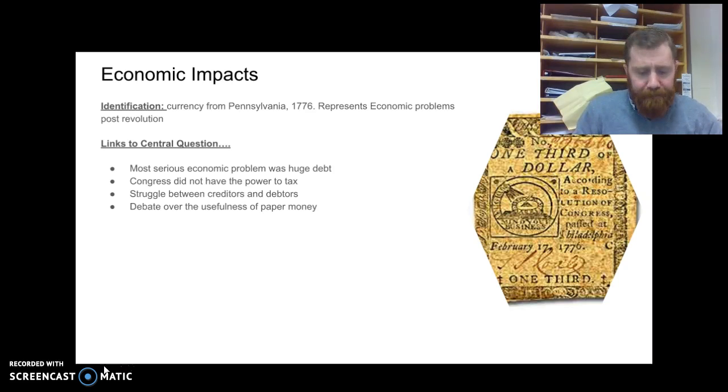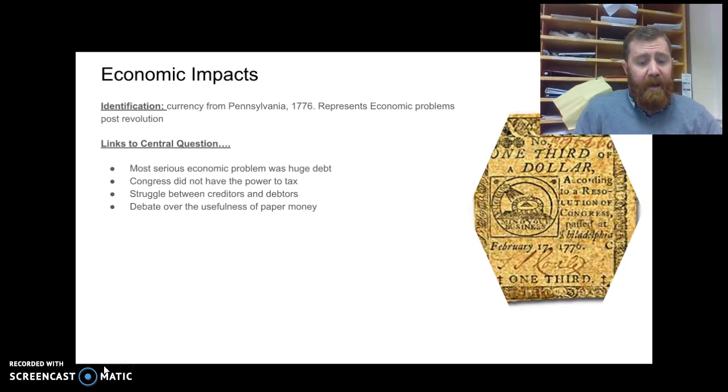So the most serious economic problem was the huge debt that the Congress had amassed in the Revolutionary War. Wars cost money. We're finding that out right now. We found that out in 1783. The war had cost the nation $160 million. That's a huge amount of money during that time.